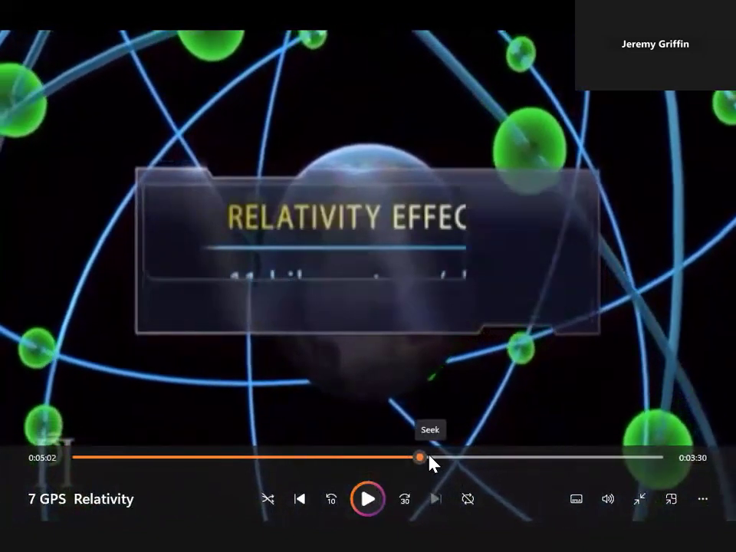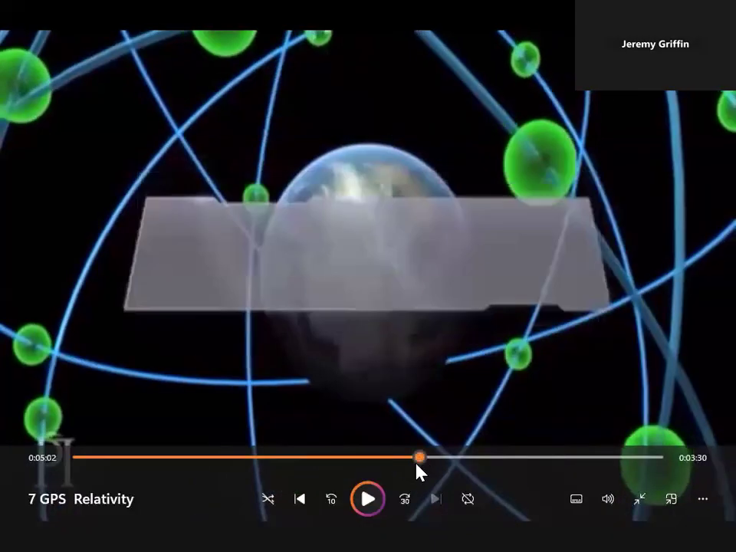There you go. Oh, 11 kilometers daily. So, yeah, if you did not account for special and general relativity, GPS would either entirely not work, or you'd have to calibrate the clocks and have no idea why you were doing it.